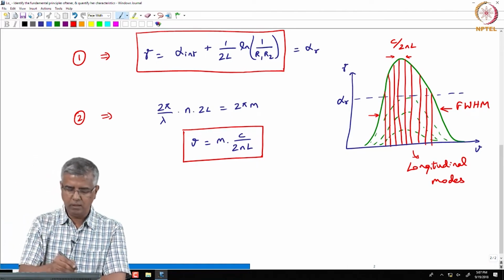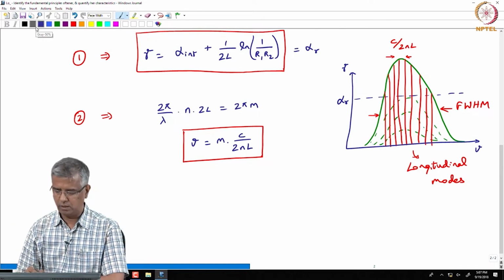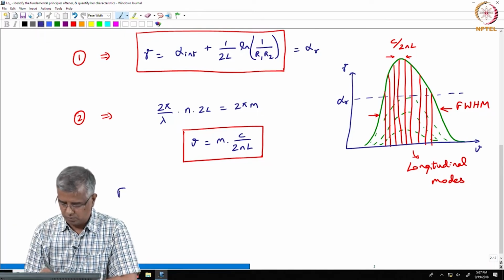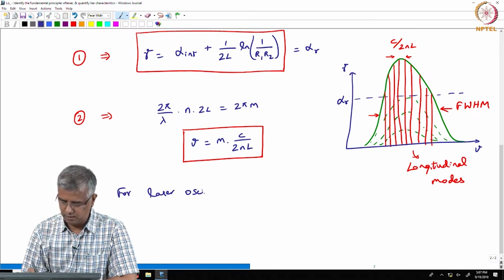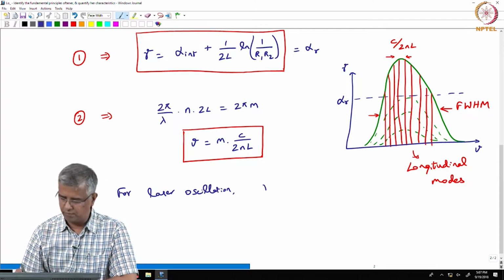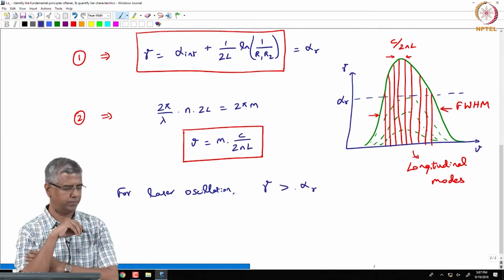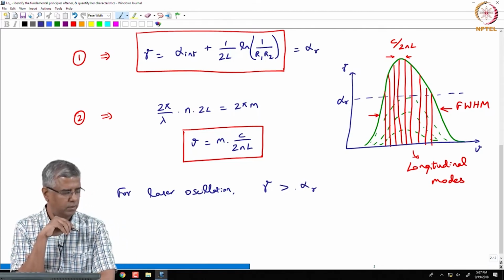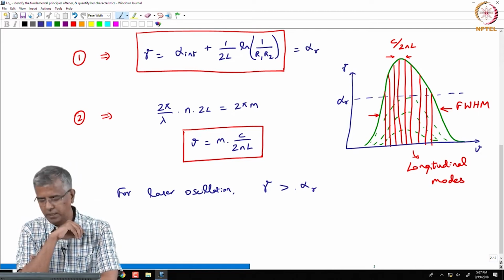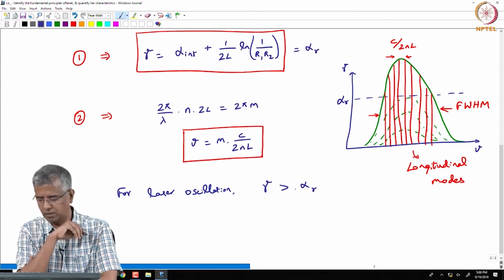What we are saying, in other words, is that for laser oscillation, we need to have the gain coefficient greater than alpha r. We need to have the gain coefficient greater than the resonator losses.